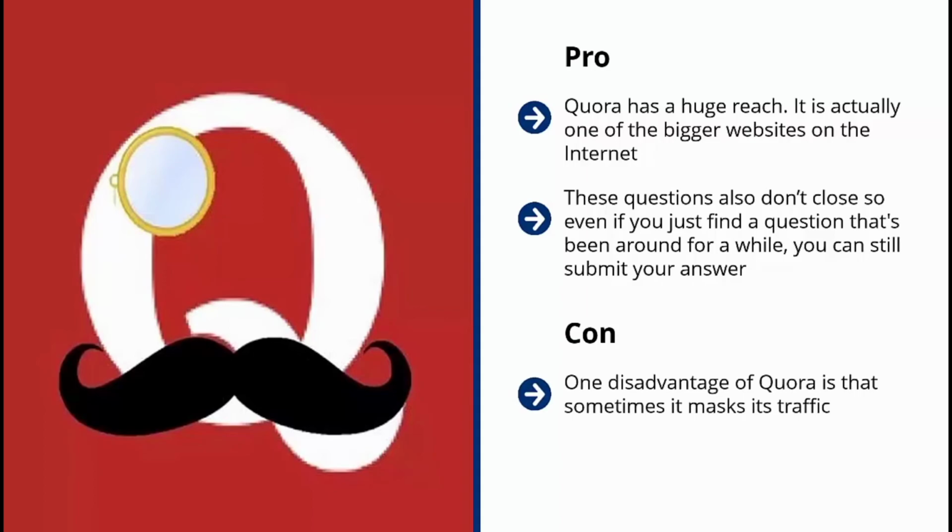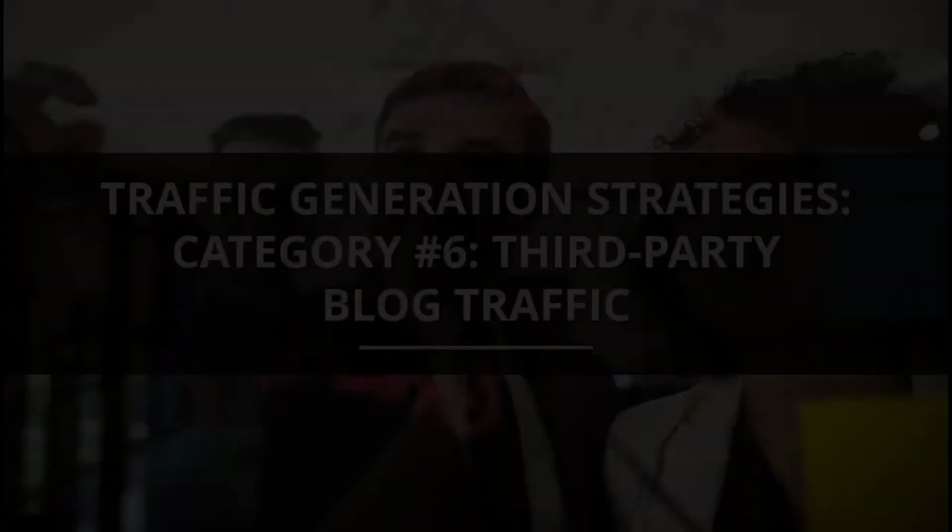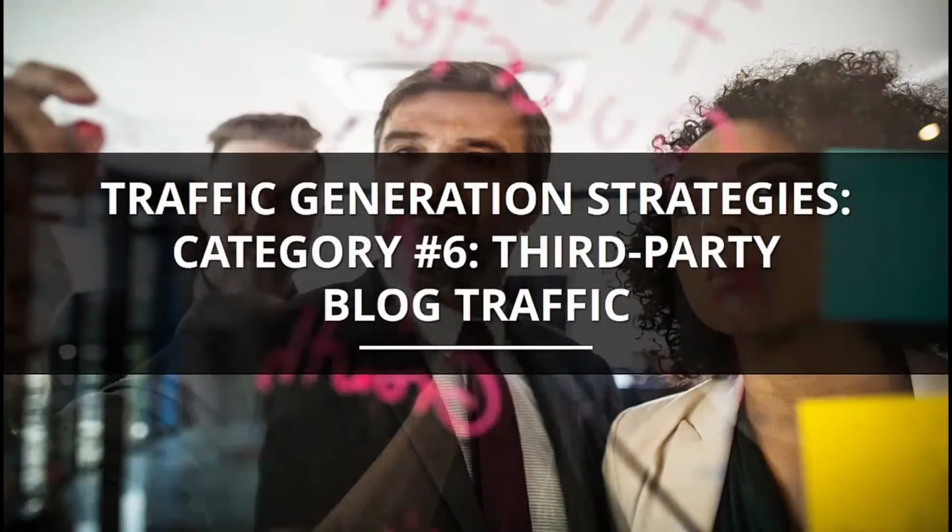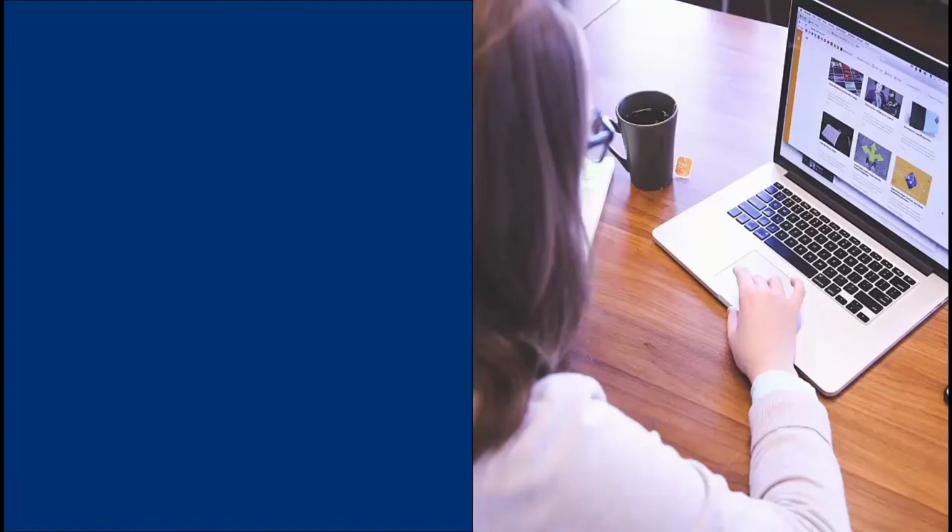Con: One disadvantage of Quora is that sometimes it masks its traffic. You don't know for sure where the traffic is coming from. Your competitors might downvote your answer. Moreover, people can be quite touchy in certain niches regarding promotions, so if they think that you're spamming, your post might get reported. Traffic generation strategies, category number 6: third-party blog traffic.